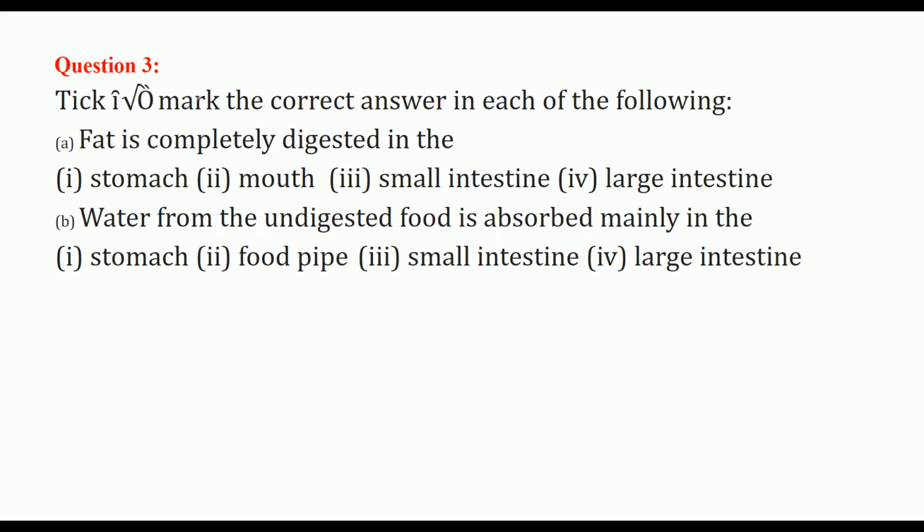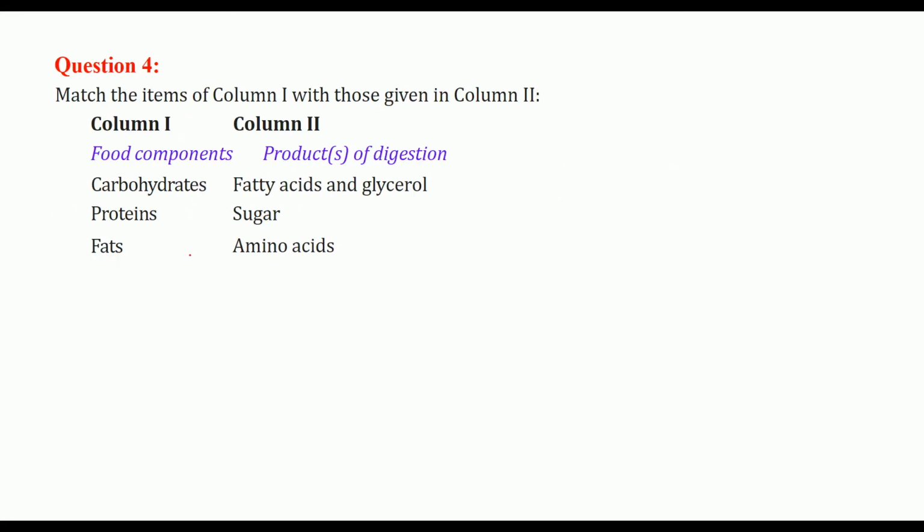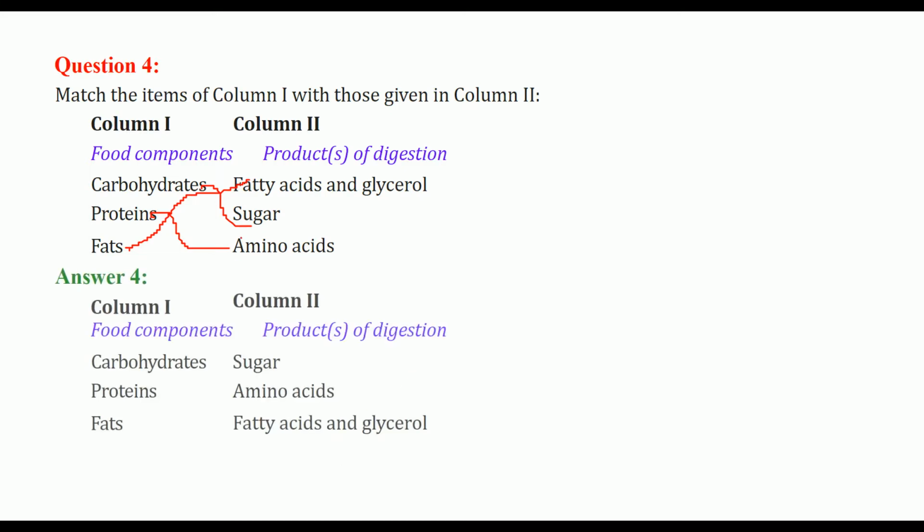Tick mark the correct answer in each of the following. Fat is completely digested where? The answer is the small intestine. Water from the undigested food is absorbed mainly in the large intestine. Match the following. Carbohydrates go with sugar, proteins go with amino acids, and fats go with fatty acids and glycerol. This is how we match.